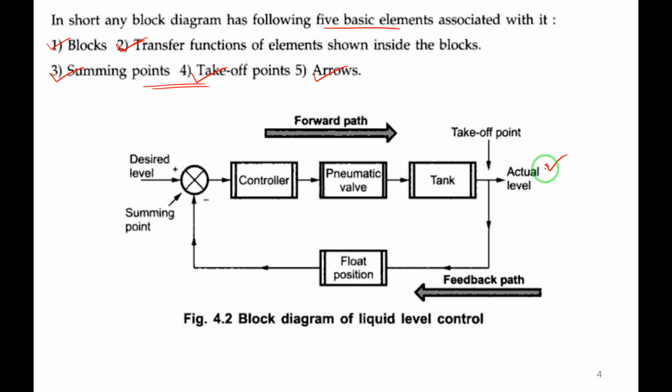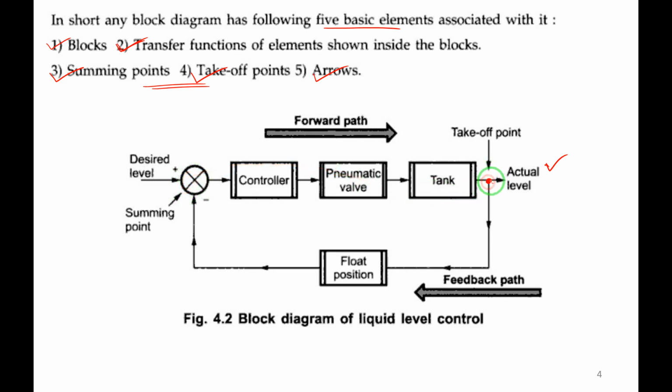We want to always maintain the liquid level, meaning the actual level and desired level should be the same. If they vary, then the feedback is taken, and suitably the pneumatic valve is either opened or closed, and the water is allowed into the tank or not allowed based on the opening or closing of the valve. And here this is the summing point, also called error detector or comparator. And here this we call the takeoff point.